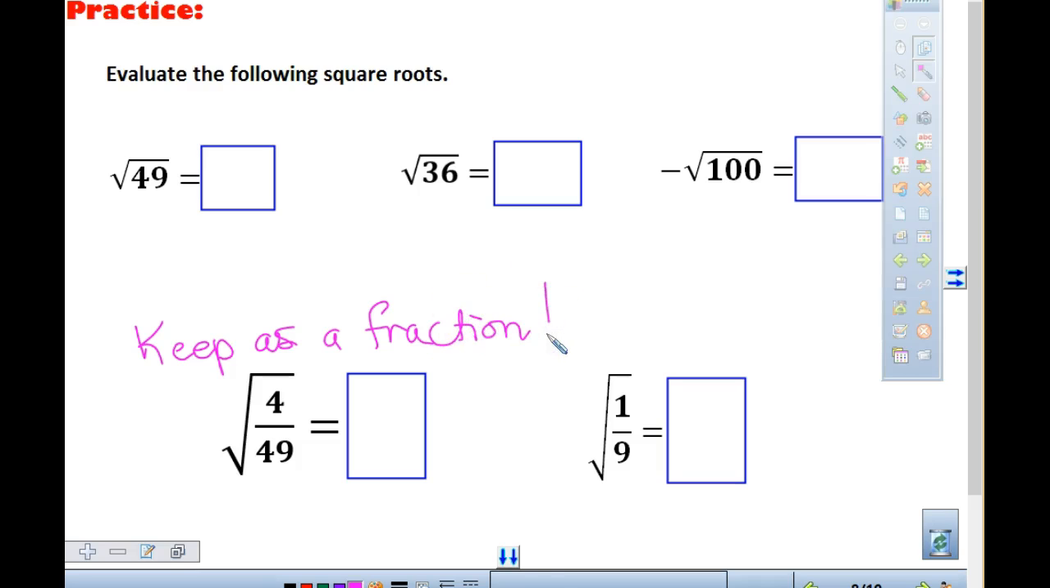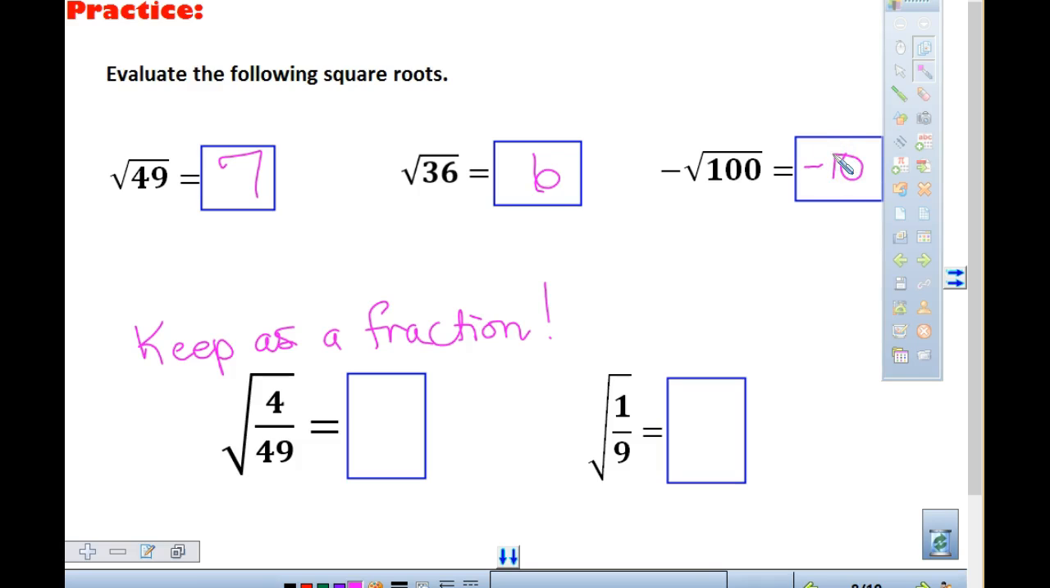First one, raise your hand. Who has my first one? Who do you get? 7. 7. Going across, square root of 36. Somebody else, yes? 6. Negative square root of 100. Negative 10.